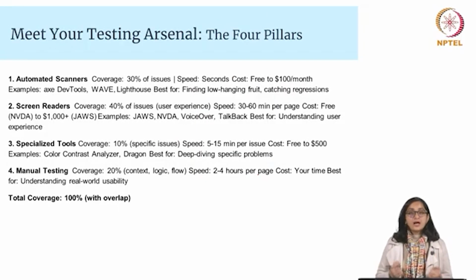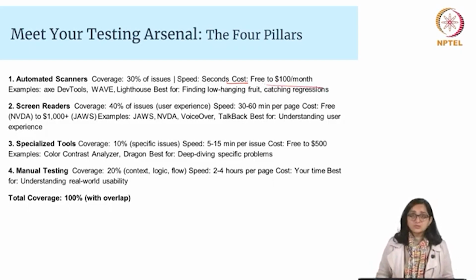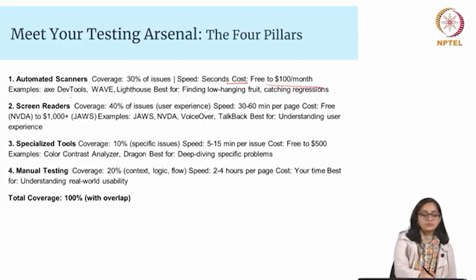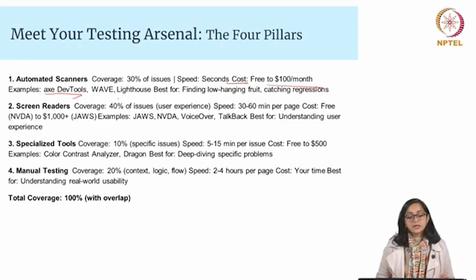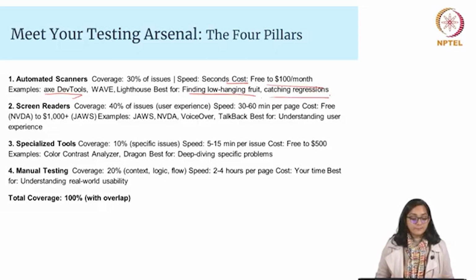So meet your testing arsenal, right? The four pillars of accessibility testing. Of course, the automated scanners. Coverage is 30% of the issues, speed is very fast, right? And cost: some of the tools are free to use, some are roughly $100 a month, which is not that expensive. Examples are Axe, DevTools, Wave, Lighthouse, etc. Best for finding low hanging fruits and catching regressions.